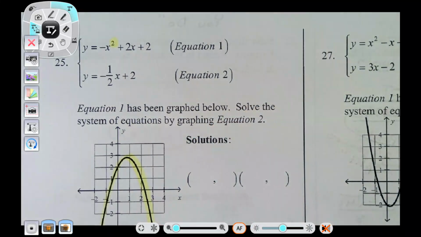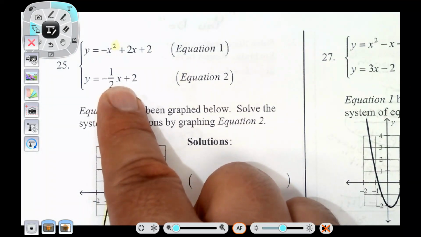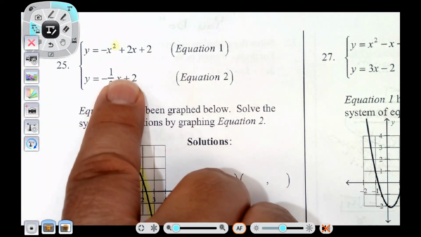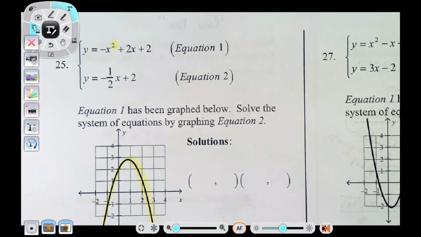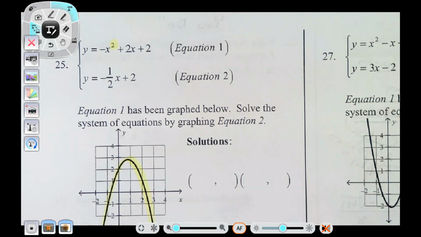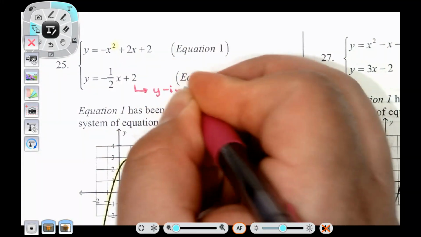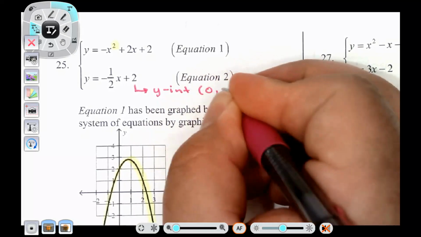So what they haven't drawn is the other equation. And when you look at the other equation, it does not have a power of 2. In fact, it has an invisible power of 1, which makes this linear. And when you're trying to draw an equation of a line, remember, all you need is two things. Number one, you have your y-intercept right there. So your y-intercept is 0, 2.